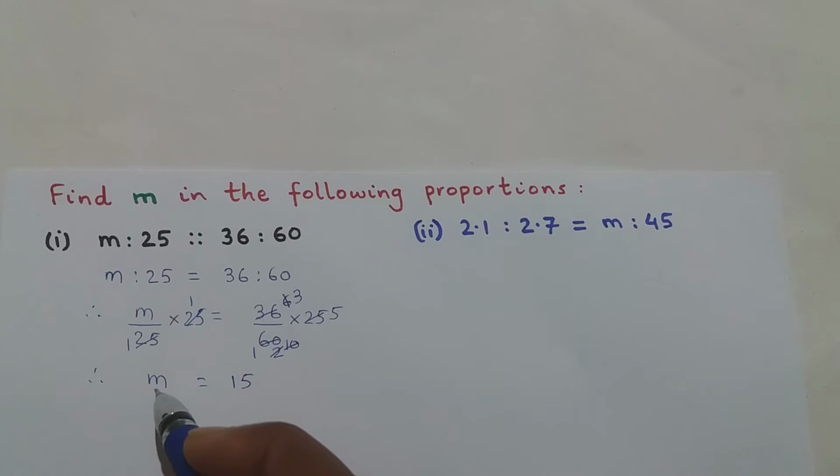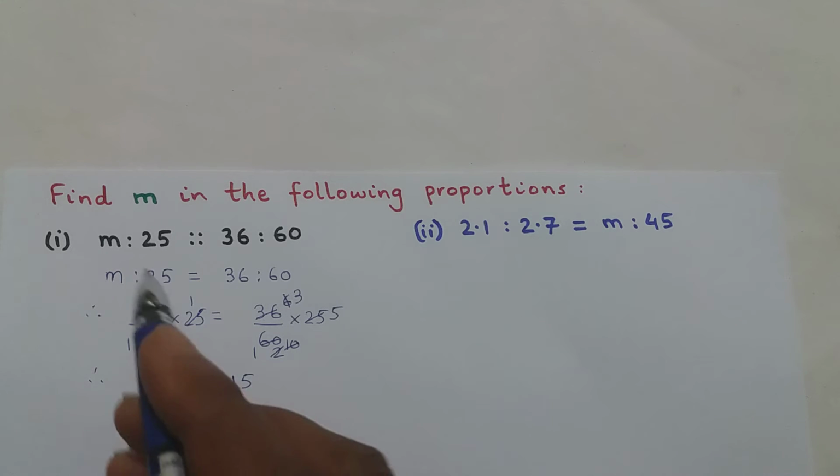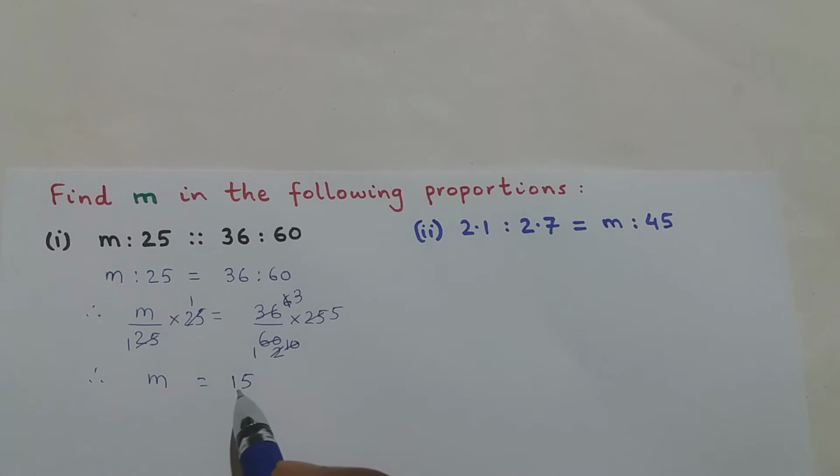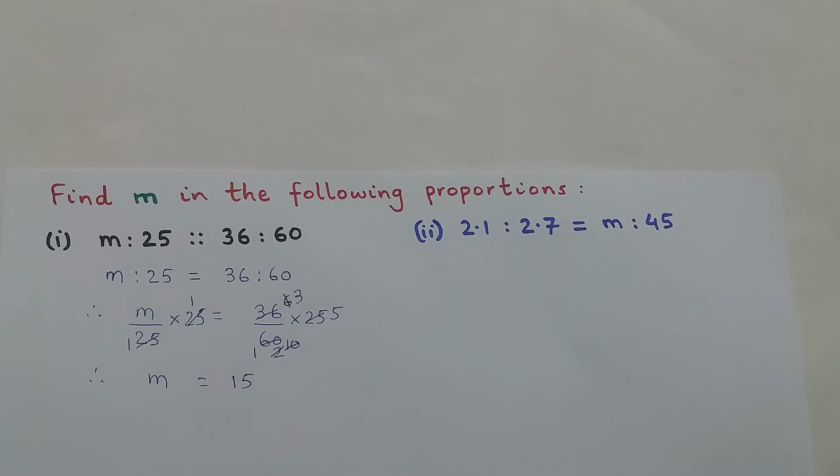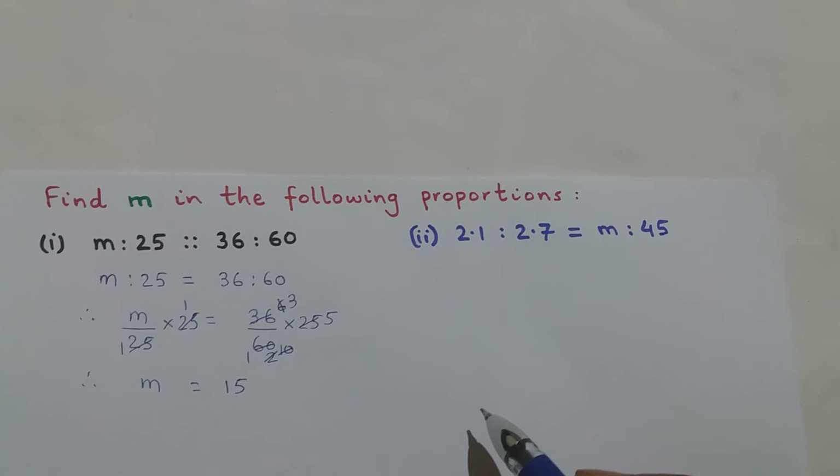So we have found out the value of m. The value of m is 15. So the answer for question number 1 is 15. Now let us go to question number 2.